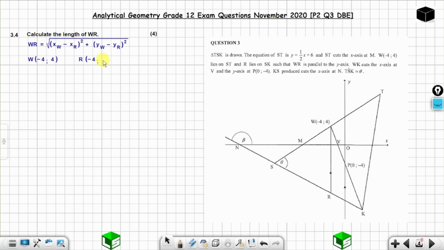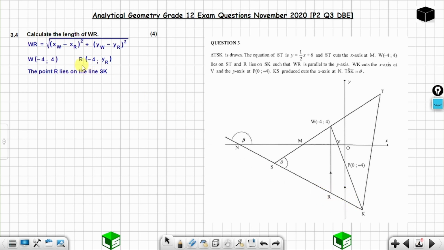So we are going to write yR. We only know the x coordinate, which is -4. So let's find the y coordinate of R. When you check on the diagram, you can see that R lies on the line SK. So you can use this to find the y coordinate of R.